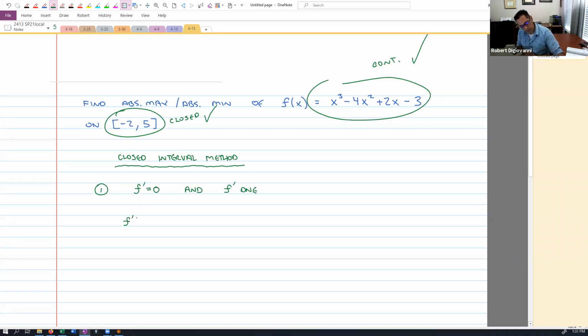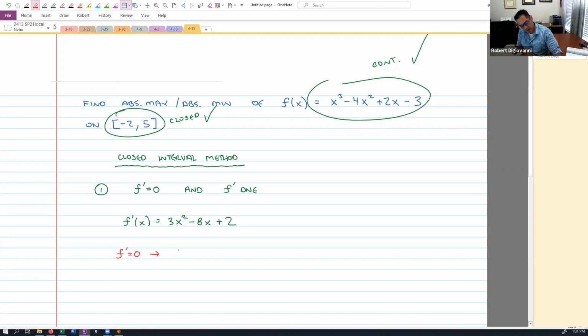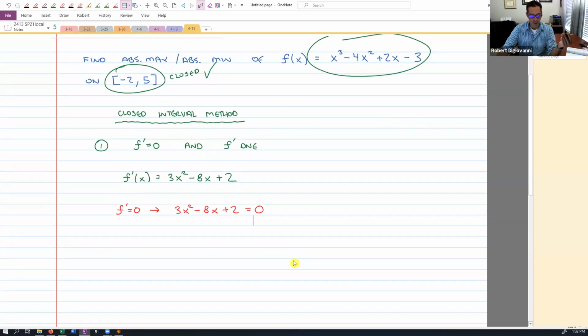All right, so we need the derivative. Derivative of this is 3x squared minus 8x plus 2. We all agree with that? Yes. Okay, now let's figure out where it's 0. Where is the derivative 0? Well, that means we have to set 3x squared minus 8x plus 2 equal to 0. So that equation is not as easy as the previous problem, is it? The previous problem was a nice little linear equation. This is not. This is a quadratic equation.